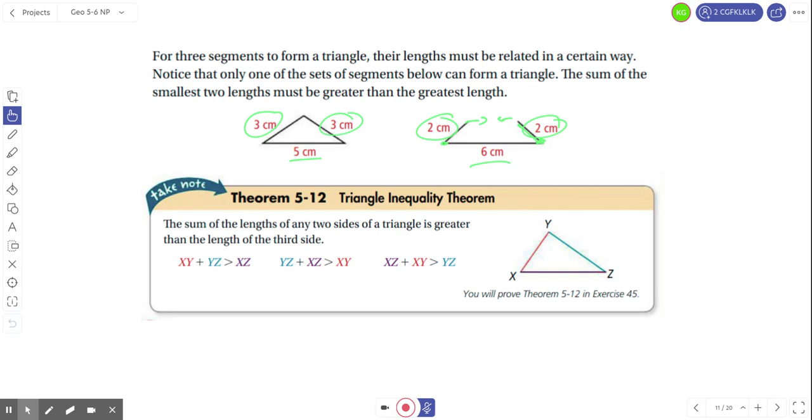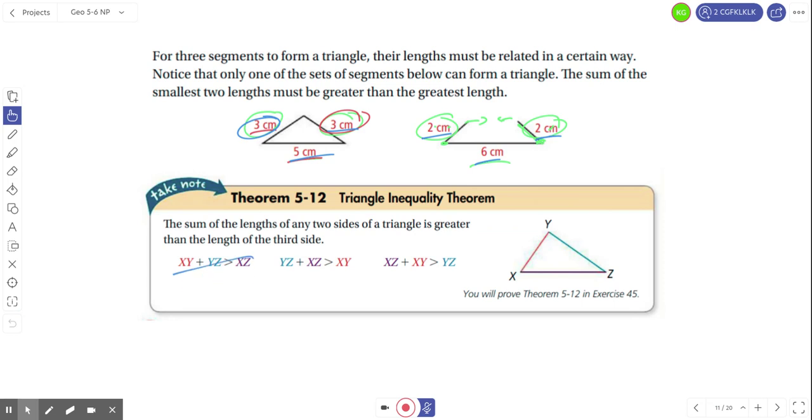And that is, in essence, what the triangle inequality theorem is saying: if you add these two up, it has to be more than the longest side. Now, it's also true that if you add 2 and 6, it's going to be greater than 2. Or sorry, let's use the one that actually makes a triangle. If you add 3 and 5, it's going to be greater than 3. And if you add this 3 and this 5, it's going to be greater than that 3. So any two sides will be greater than the third side.